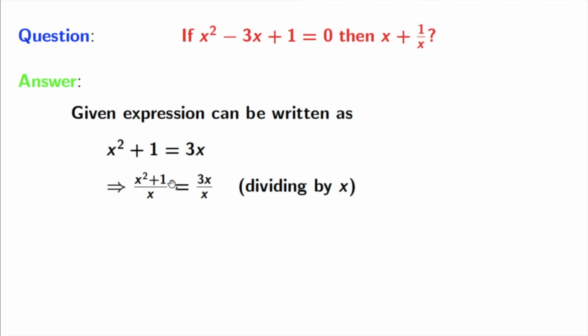In the left hand side, we will simplify it as x square by x plus 1 by x. And in the right hand side, x gets cancelled and we get 3. Now again simplify the left hand side. Here x gets cancelled and we get x, and 1 by x remains here. So we get x plus 1 by x is equal to 3. So look, we have found the value of x plus 1 by x, which is 3.